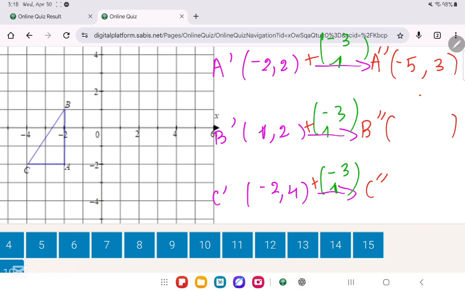For B prime, it's going to be 1 minus 3, which is going to give us minus 2. And then 2 plus 1, which is going to give us 3. And then finally, C double prime, it's going to be minus 2 minus 3, which is minus 5. And then 4 plus 1, which will give us 5. So the points, respectively, are A double prime minus 5, 3, B double prime minus 2, 3, and C double prime minus 5, 5.